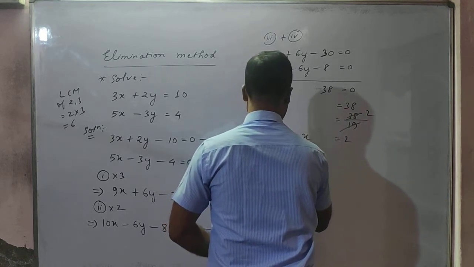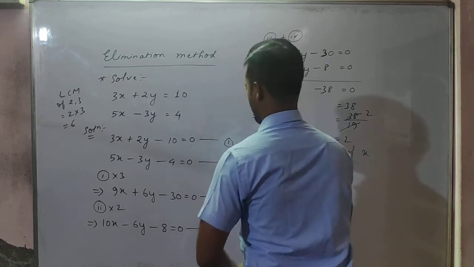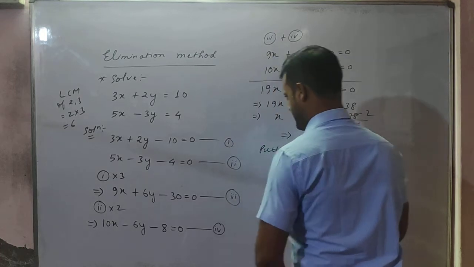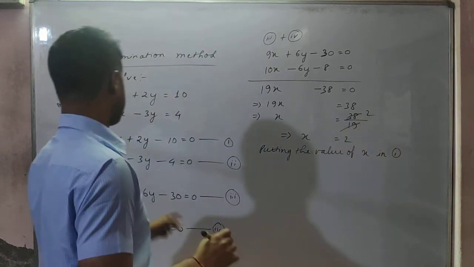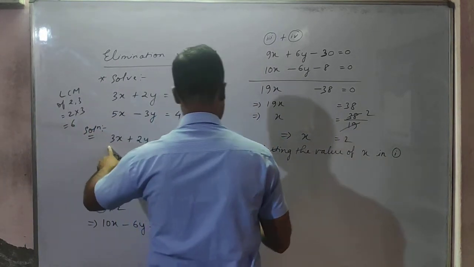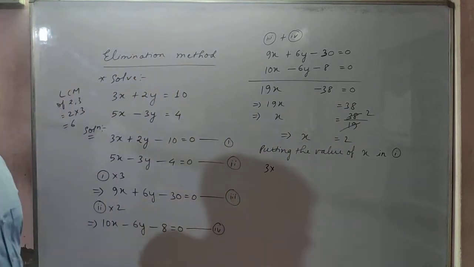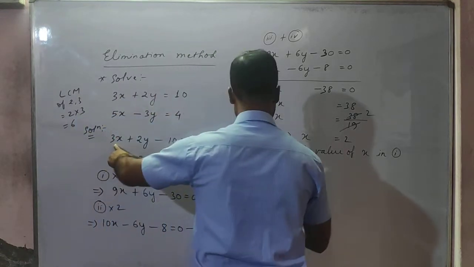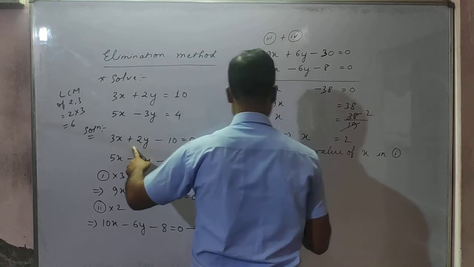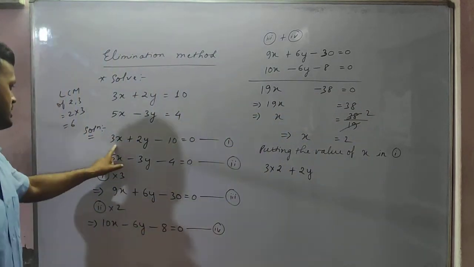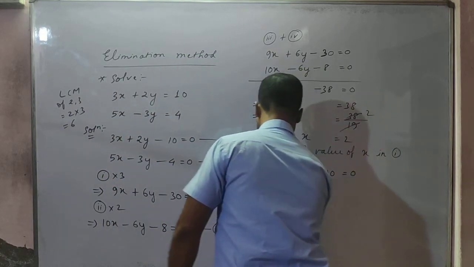Putting the value of x in 1. Okay, putting the value of x in 1, students. So 3 into x, what is the value of x? x is equal to 2, isn't it? So in place of x, you just put 2. 3 into 2 plus 2y minus 10 is equal to 0.